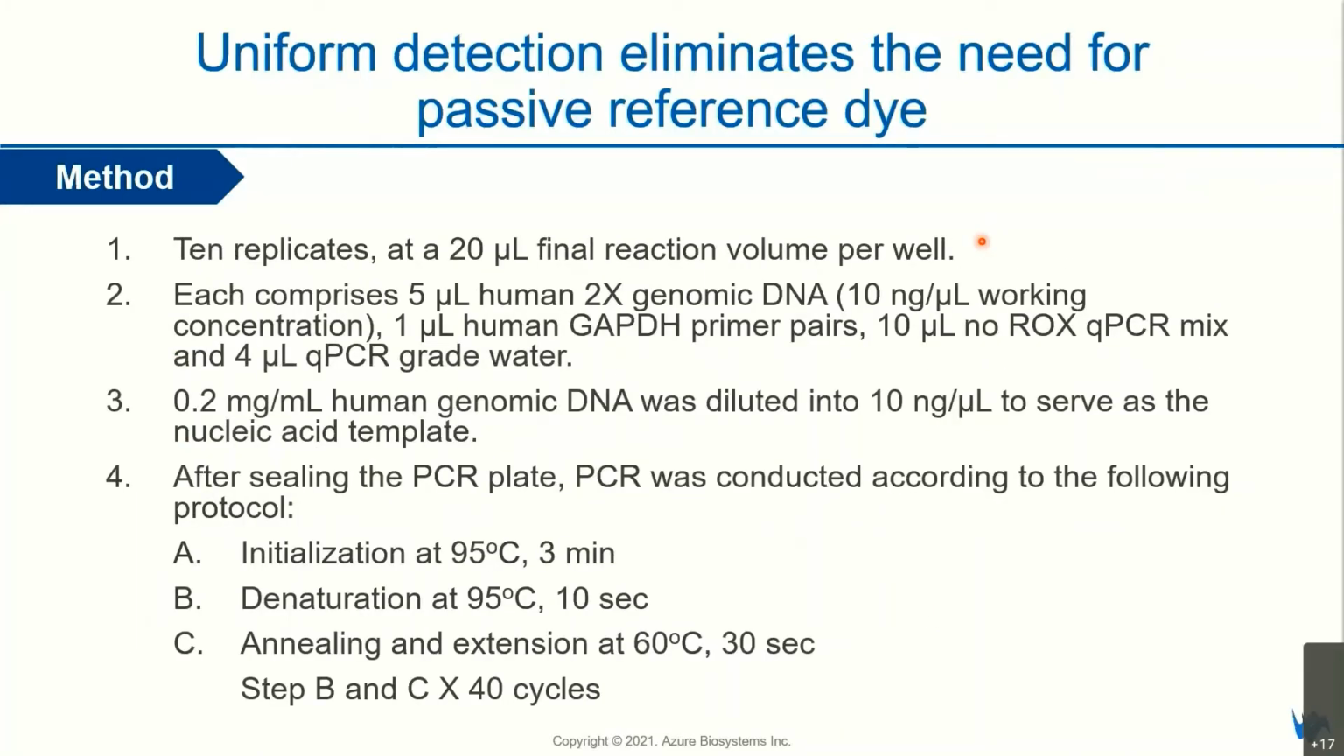method of how we produced the data. We have 10 replicates at a 20 microliter final reaction volume per well. Each has 5 microliters of 2 times human genomic DNA, 1 microliter of human GAPDH primer pairs, 10 microliters of no-ROX qPCR mixture, and 4 microliters of qPCR grade water. The human genomic DNA is diluted from 0.2 milligram per mL to 10 nanogram per microliter to serve as the nucleic acid template. After you prepare the master mix, aliquot it into 10 different wells, seal the plate, and conduct the qPCR according to this protocol. All right, I will not go into details.